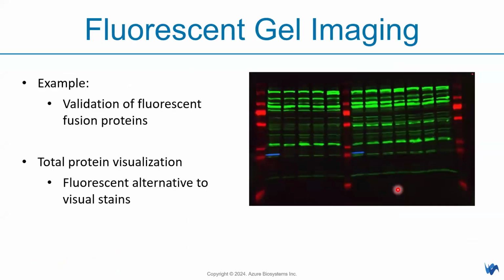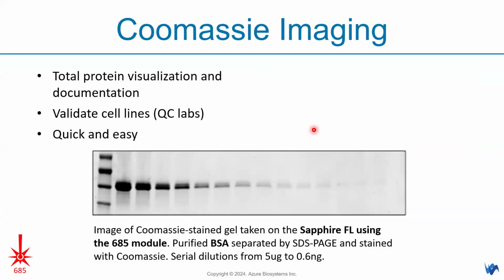And Sapphire FL can image fluorescently labeled gels, which can be fluorescently labeled samples like your plasmid and so on, or extraction for certain samples, or you can label the gel, which contains a nucleic acid or protein. You also can image Coomassie stained gels by using the 685 module. So that is the BSA that is separated by SDS-PAGE.